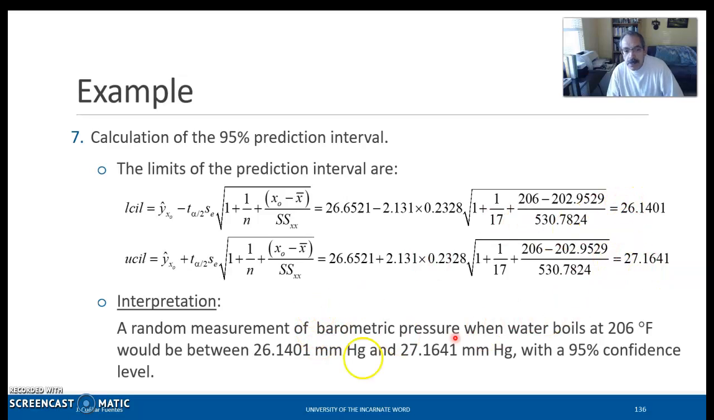So interpreting this, we say that a random measurement of barometric pressure when water boils at 206 degrees Fahrenheit would be between 26.1401 millimeters of mercury and 27.1641 millimeters of mercury with a 95% confidence level.